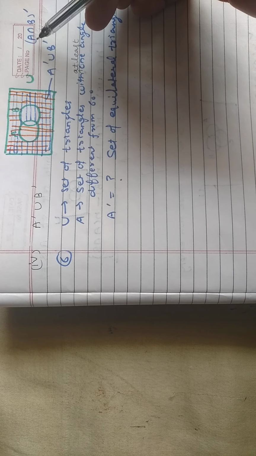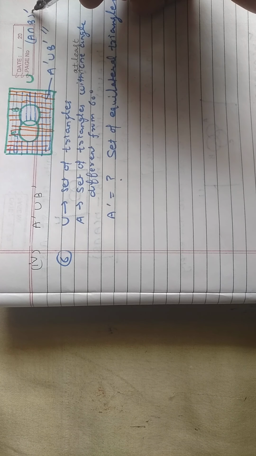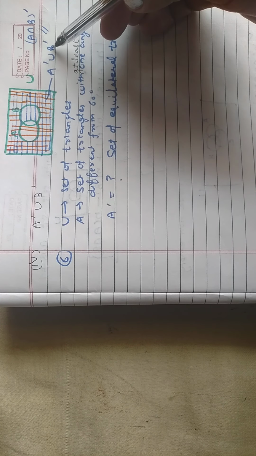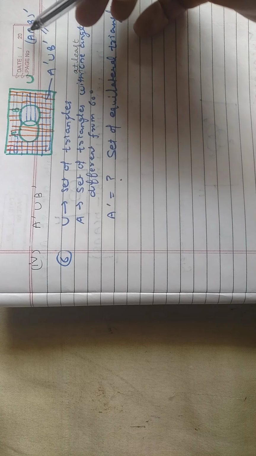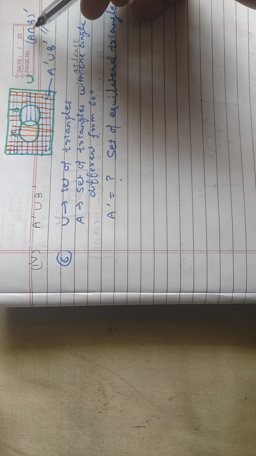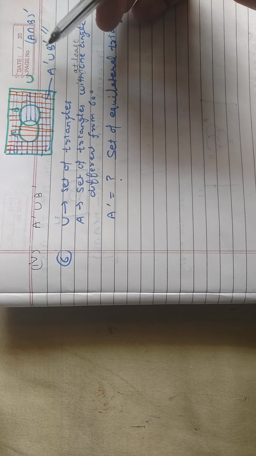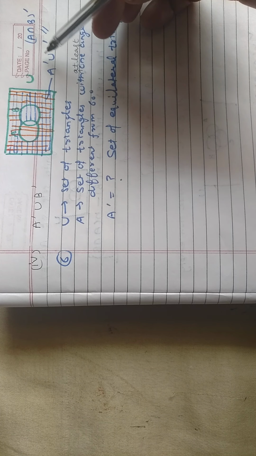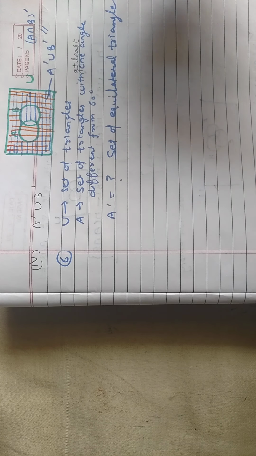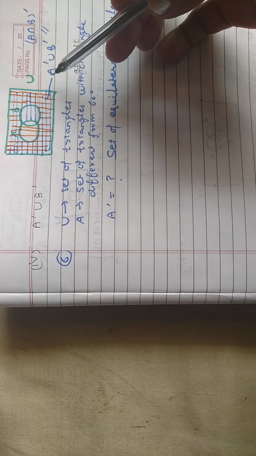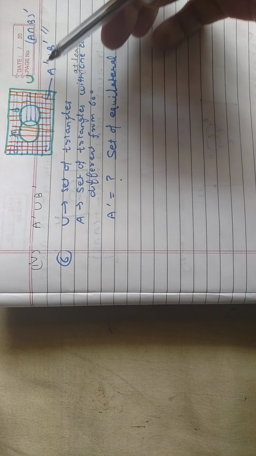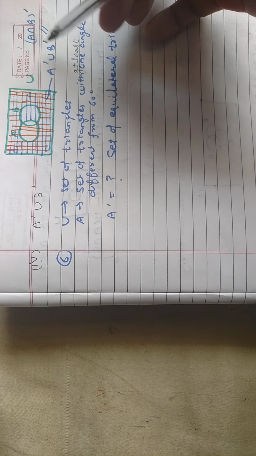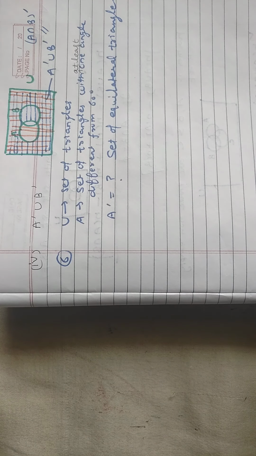(A intersection B)' and A' union B', the shading portion for both of them is same. So they are equal, and that was our De Morgan's law. Right? (A intersection B)' was what? A' union B'. So from here we conclude that De Morgan's laws can be verified by using Venn diagram.